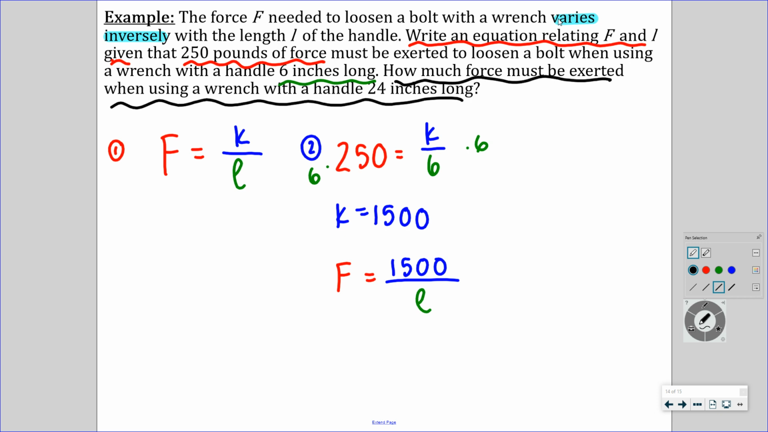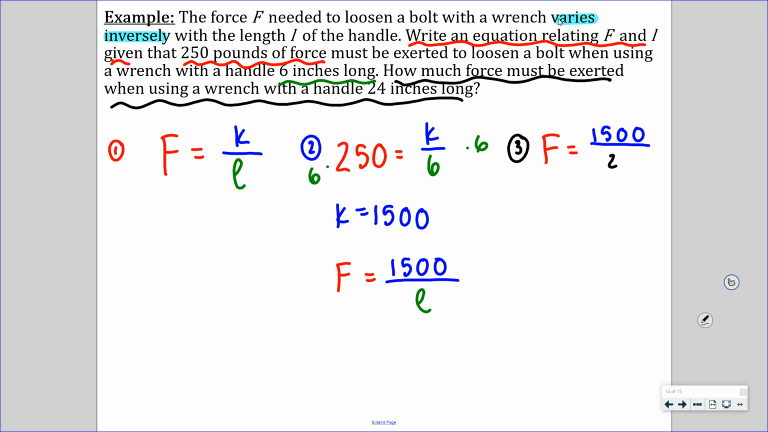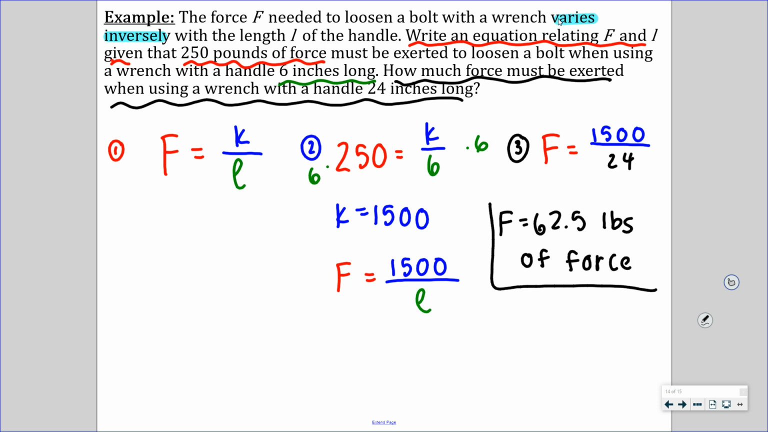So I'm going to use this equation. This is my third step, my follow-up. I'm trying to figure out how much force is needed. Here's my equation. It's always 1,500 divided by the length of the wrench, which is 24. So that would give me 62.5 pounds of force. That's technically the final answer to that question. You follow these steps every time. These word problems are not that bad.